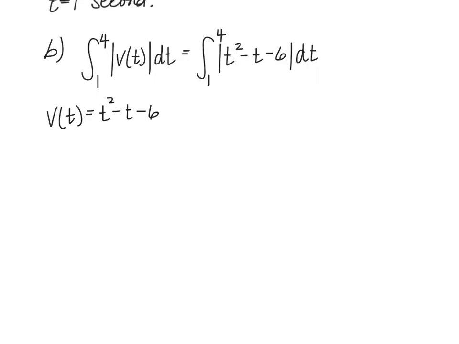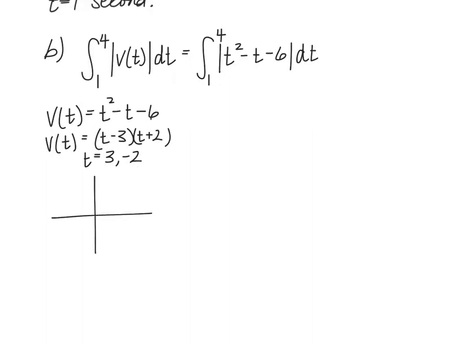So we know graphically that this is going to be a parabola that opens up. And we can go ahead and actually factor this one to determine our x-intercepts, or in this case, our t-intercepts. So this is going to factor into t minus 3 times t plus 2. So therefore, we know that we have intercepts at positive 3 and at negative 2. So just thinking graphically here, if it's a parabola with an x-intercept at positive 3 and at negative 2, we have a graph that looks something like this.